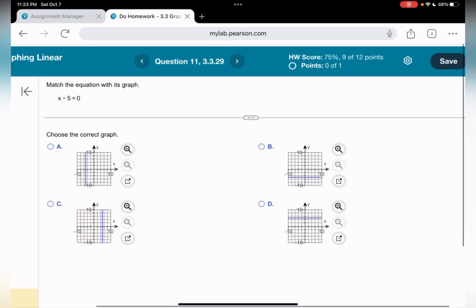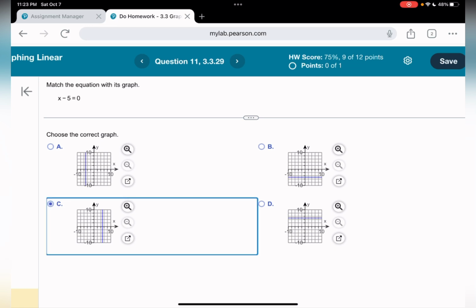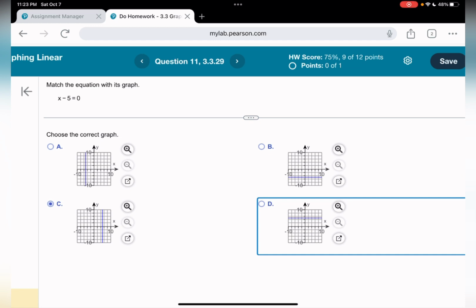X minus 5 equals 0. That means x is equal 5, right? I'm looking for positive 5. 5 looks like this one. Because D is y equal to whatever, I don't see it. B is y equal to a negative number. A is x equal to a negative number. So positive 5, it's going to be C.